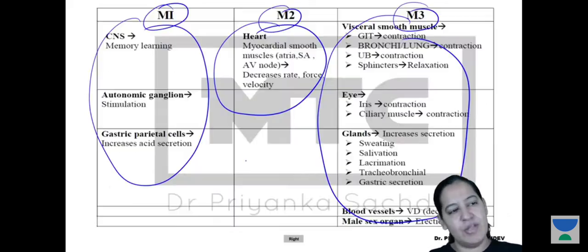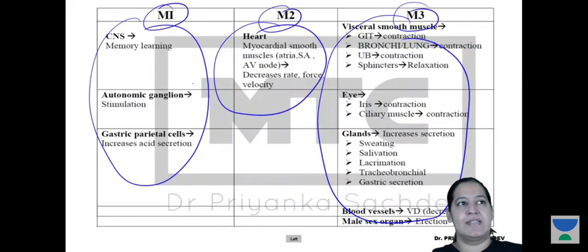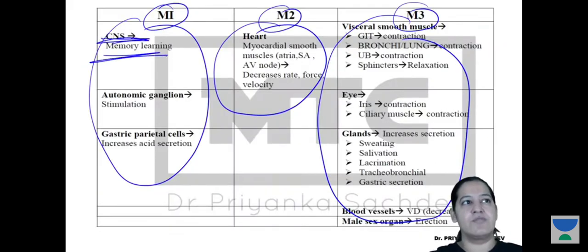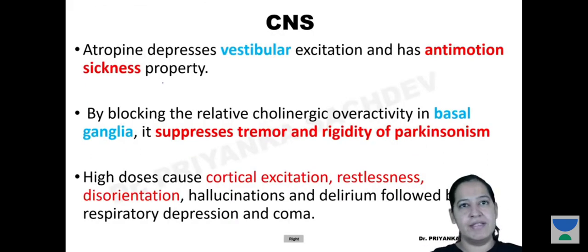So let me tell you the actions. Let me start with CNS. I am starting with CNS from M1. Normally acetylcholine comes and combines in CNS certain areas in the brain, and it is helpful for memory.